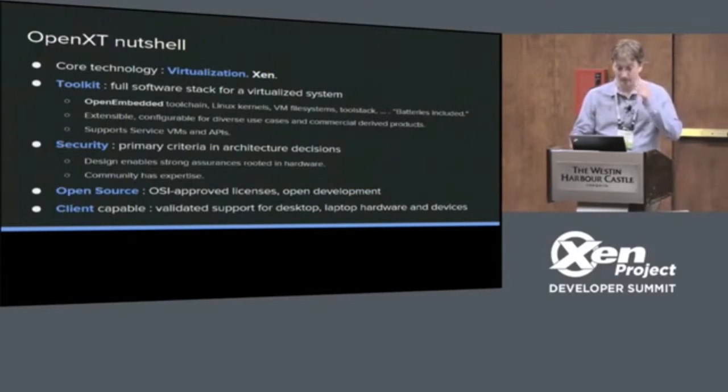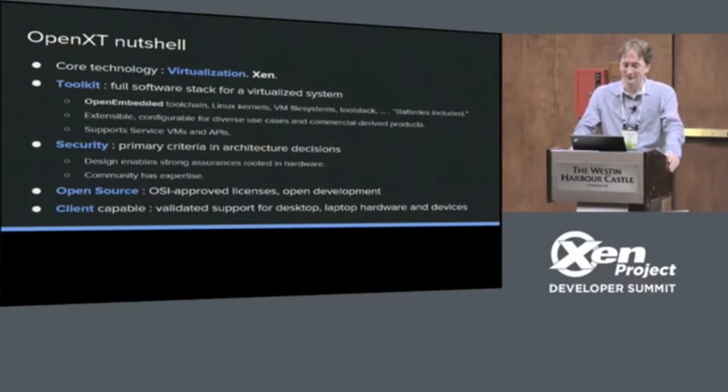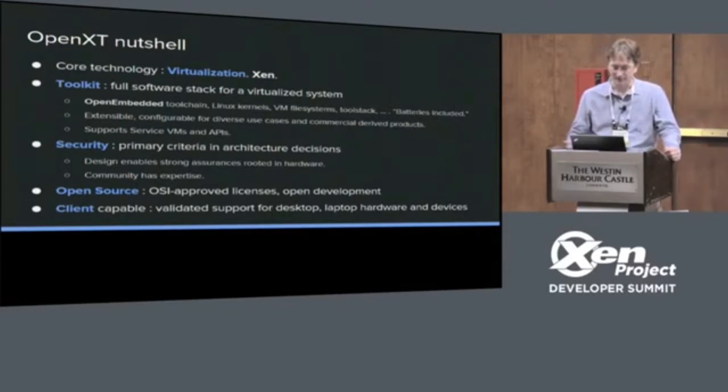So the technologies: what I'm aiming to do with this slide is describe OpenXT in a single slide, with the things that it is. So we use virtualization and Xen to build a toolkit. It's basically a distro that includes everything that you need to get a virtualized system up and running. So we've got the tool chain, the build system, the Linux kernels, the software distributions to run in DOM0, in your VMs. It's extensible so that you can add in your own software at build time. You can add in your own software at runtime through the use of service VMs and APIs.